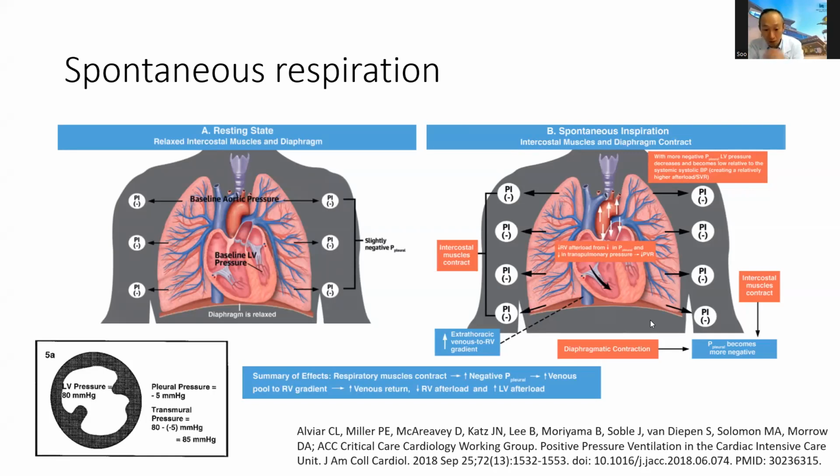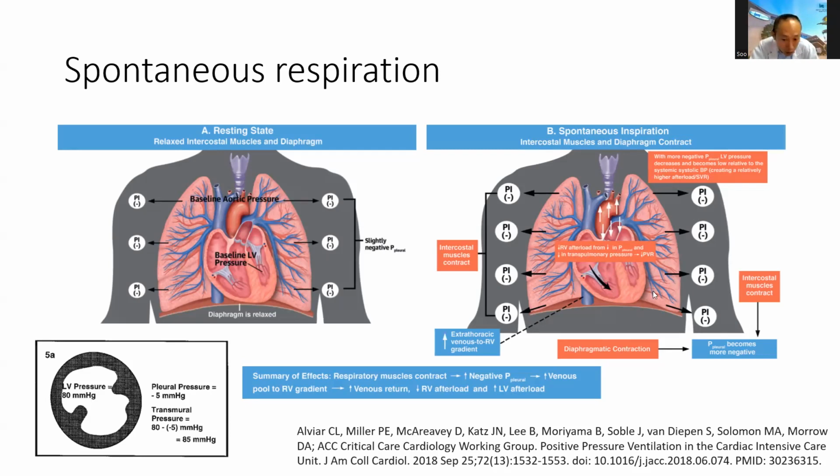inspiration occurs. So basically, spontaneous respiration is good for the right side of the heart, whereby blood comes in easily, but it's not so good for the left side of the heart because of this negative intrathoracic pressure. Blood will be kept inside this cavity.